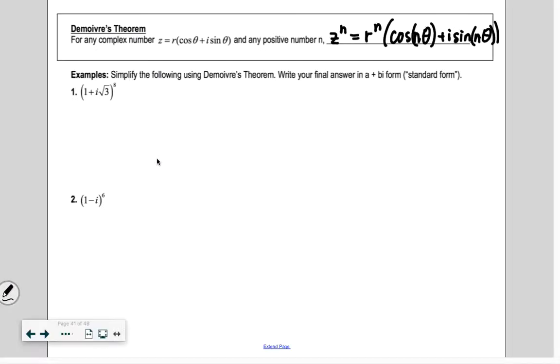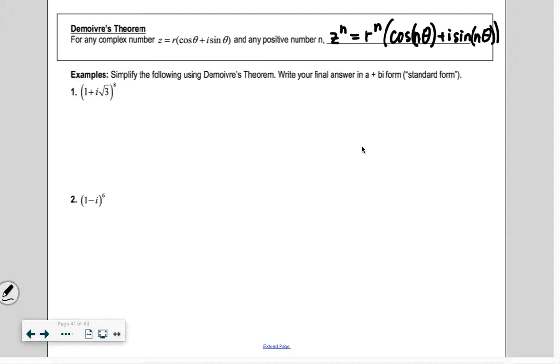All right, so we're going to simplify these using de Moivre's theorem. Write your final answer in a plus bi form, or standard form. So this is a little bit tricky because the ones that I gave you were already in that trigonometric form. Do you see how this isn't in the trigonometric form? So we've got to convert it to trigonometric form. We're going to raise it to the 8, right? And then we're going to convert it back. It's not really that terrible, but we'll try it.